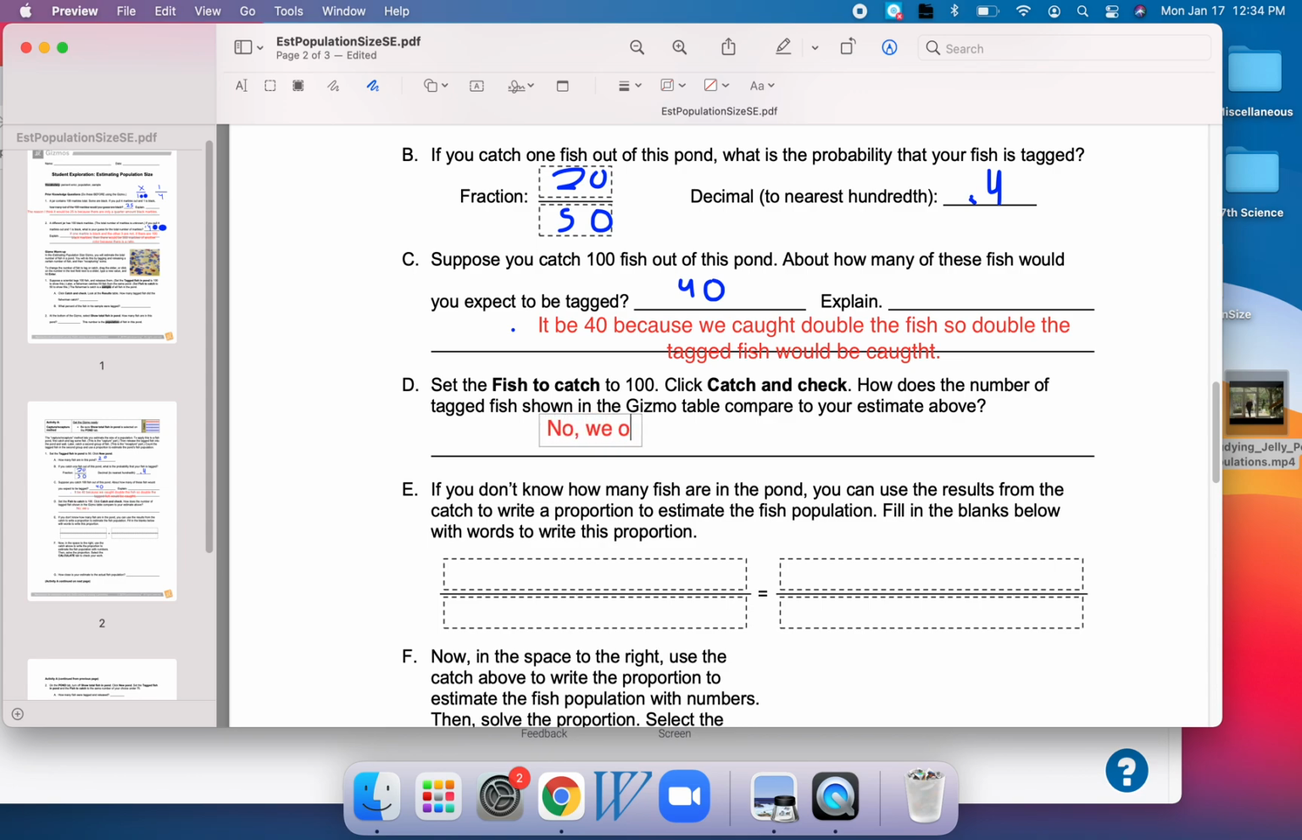No, we only got 36, which is close, I would think. It's only off by 4 fish. It's an estimate. Doesn't mean it's going to be perfect. That's what students sometimes get frustrated with. It's just an estimate. Doesn't mean it's going to be perfect.